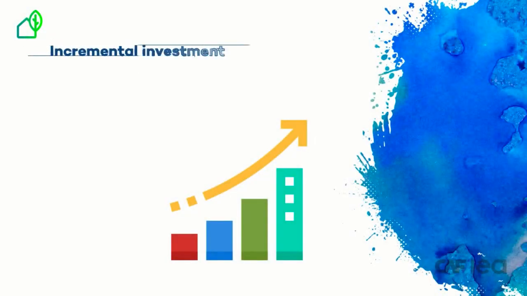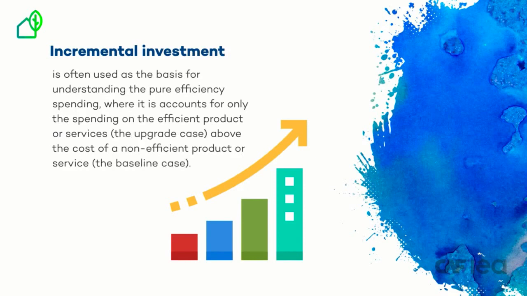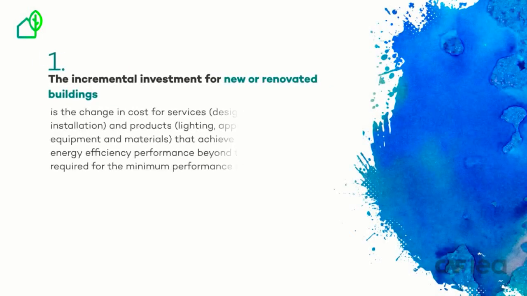Incremental investment is often used as the basis for understanding pure efficiency spending, accounting for only the spending on the efficient product or services, the upgrade case, above the cost of a non-efficient product or service, the baseline case, and can have different definitions. The incremental investment for new or renovated buildings is the change in cost for services, design, delivery, installation, and products, lighting, appliances, equipment, and materials, that achieve increased energy efficiency performance beyond the investment required for the minimum performance legally allowed.